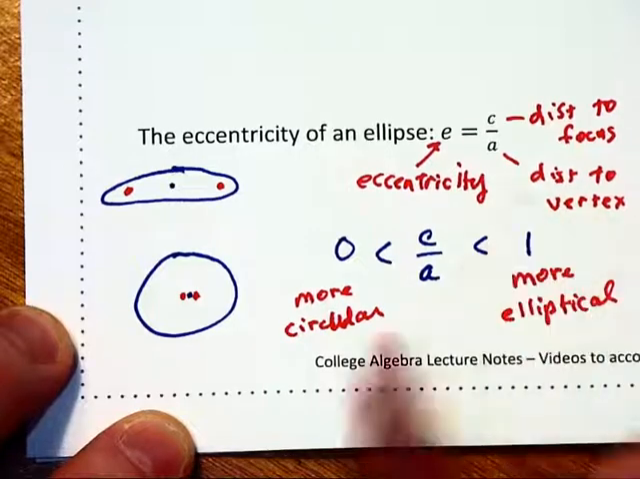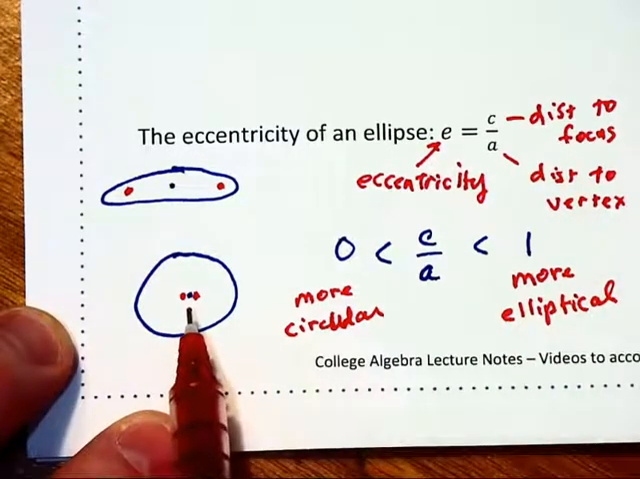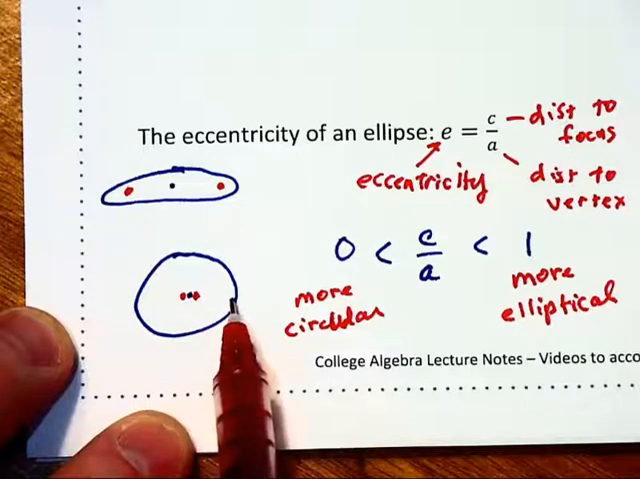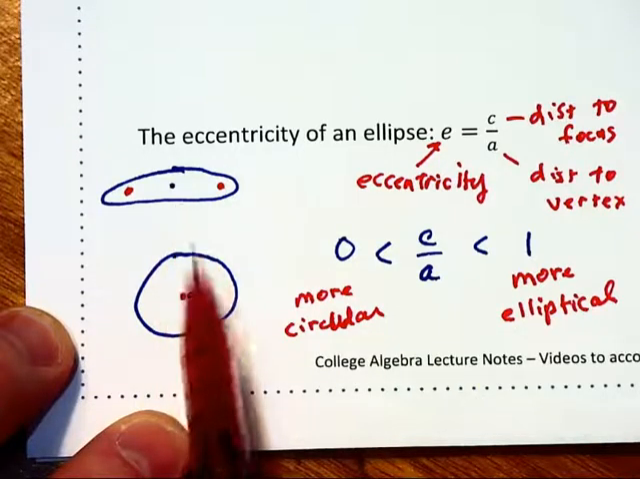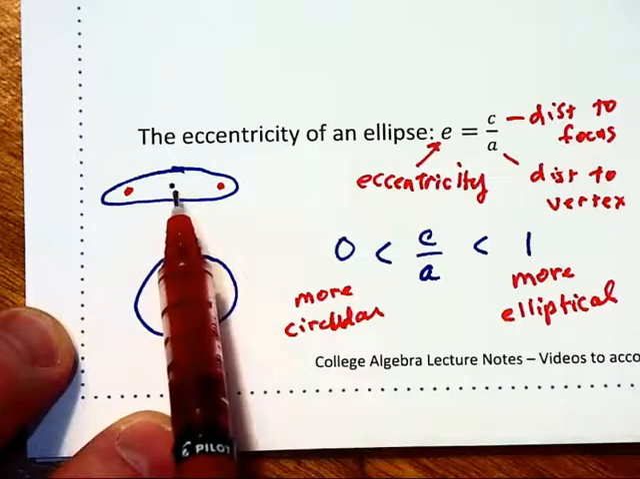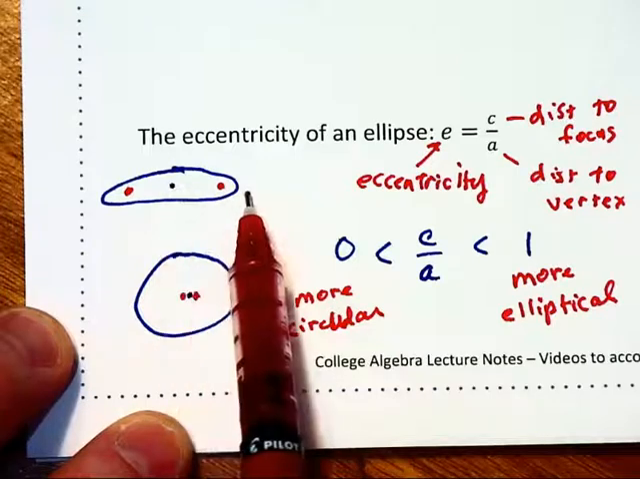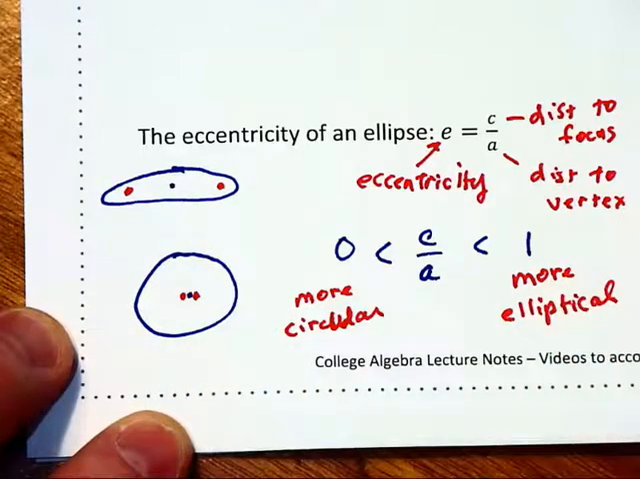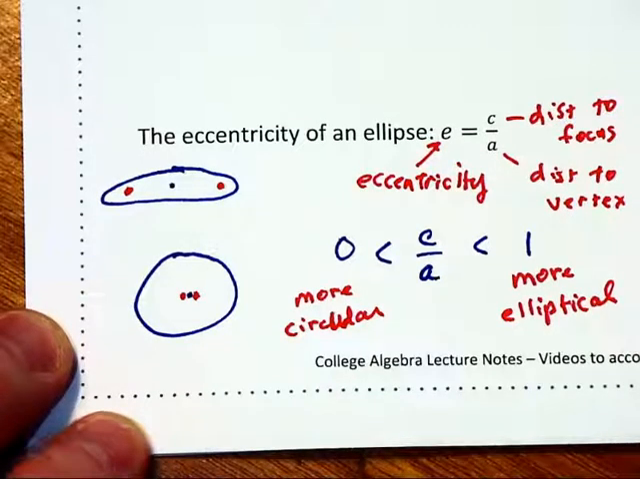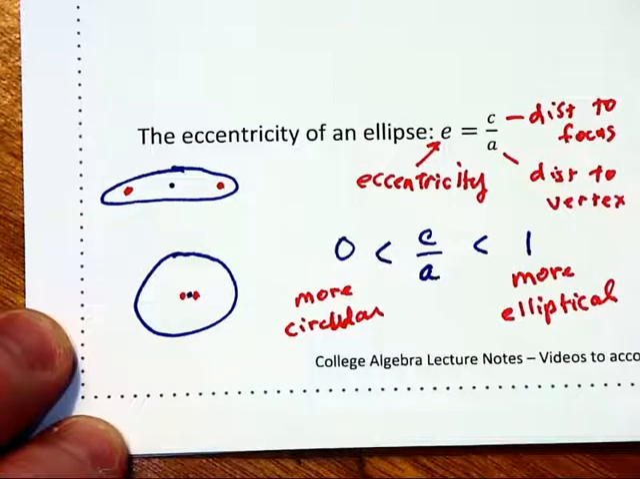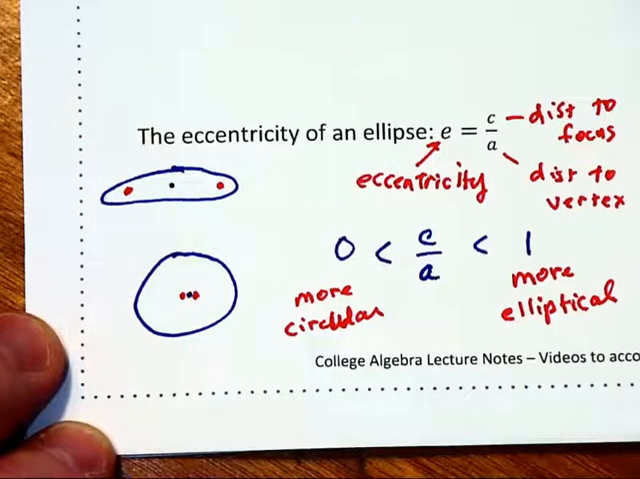Now let's see why that's true. When it is more circular, the value of c is smaller compared with the value of a, and so the numerator is a lot smaller, and up in this elongated picture, the value of c is much larger compared with a, so that fraction is closer to 1. So this eccentricity is just a way of describing how stretched out or elongated an ellipse is by just looking at this number, or this ratio, c over a.